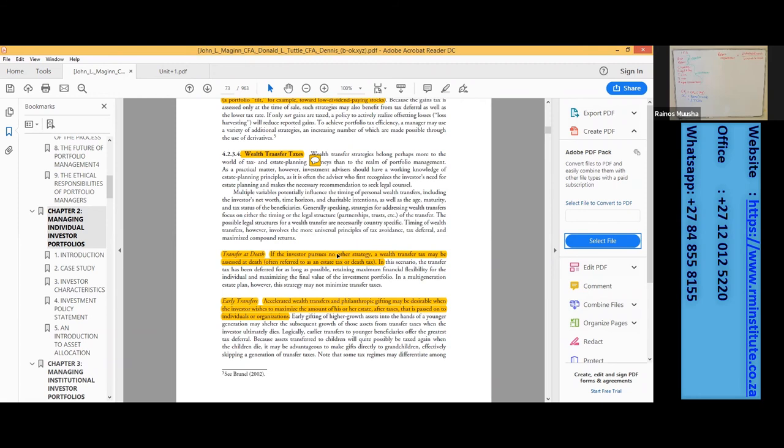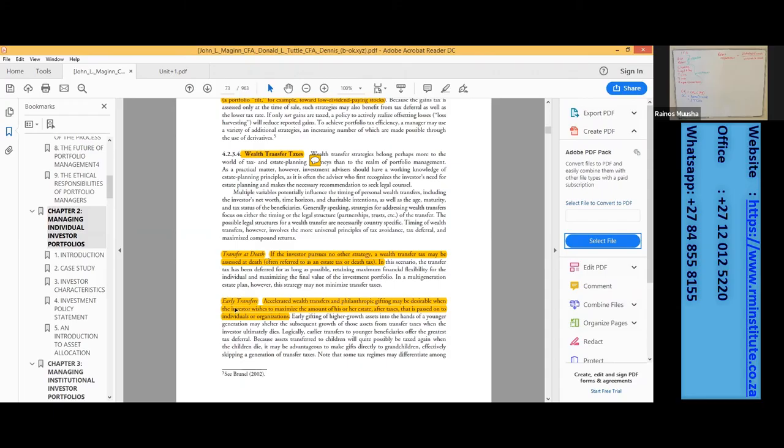If the investor pursues no other strategy, a wealth transfer tax may be assessed at death, which means that, for example, on the overall effect on the overall estate, they are going to calculate exactly how much the estate duty is going to be. And that particular estate duty is basically what? The transfer tax that's going to be levied upon death of the individual or the investor as well.